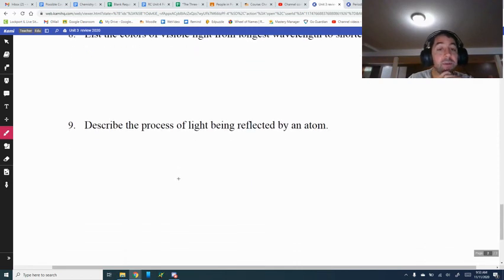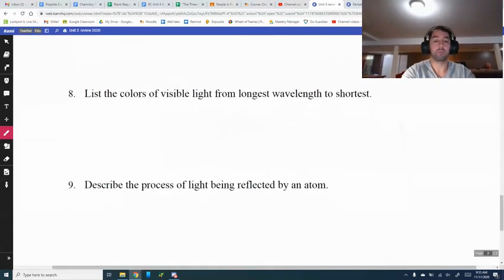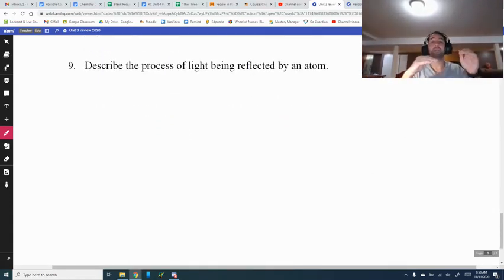So next, describe the process of light being reflected by an atom. We've talked about this in class several times. So what happens is you have an electron, and it's in its ground state, or the lowest energy level it can be in. You have some energy that comes in, and I'm sure you can't see my hand in the camera, but the energy gets absorbed by that electron. The electron then jumps up to a higher energy level. Once it jumps up to a higher energy level, that is called its excited state.